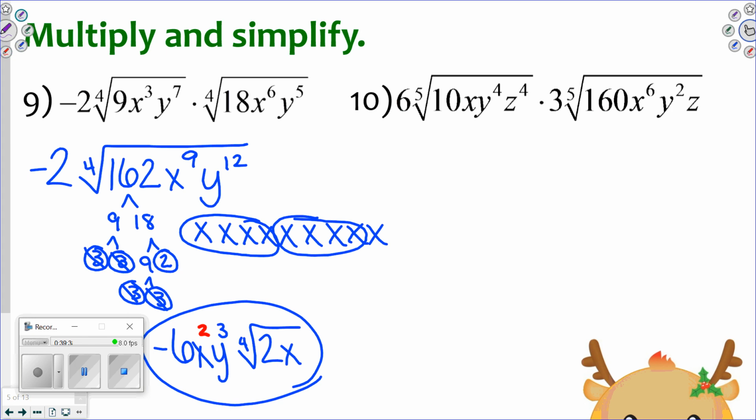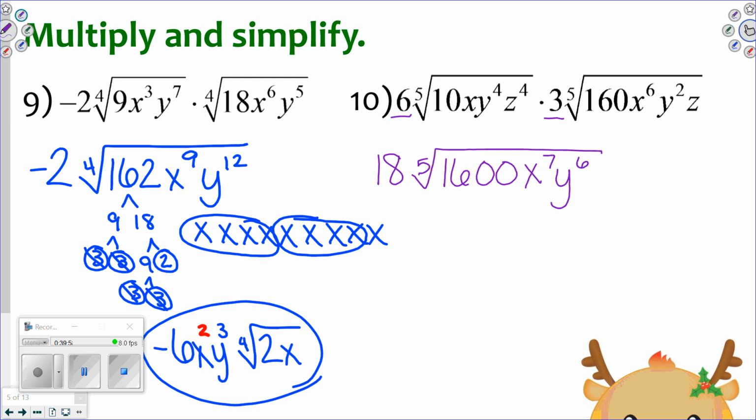All right, so number 10. First thing, let's multiply the outside number. 6 times 3? 18. Then we're going to have a 5th root, 10 times 160, 1600. Then we're going to have x to the 7th, y to the 6th, z to the 5th.